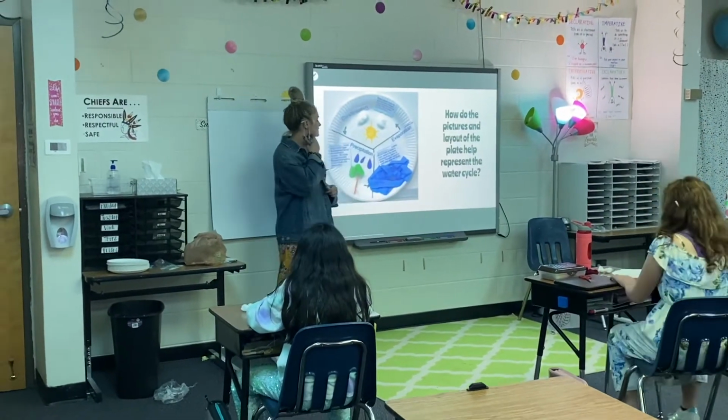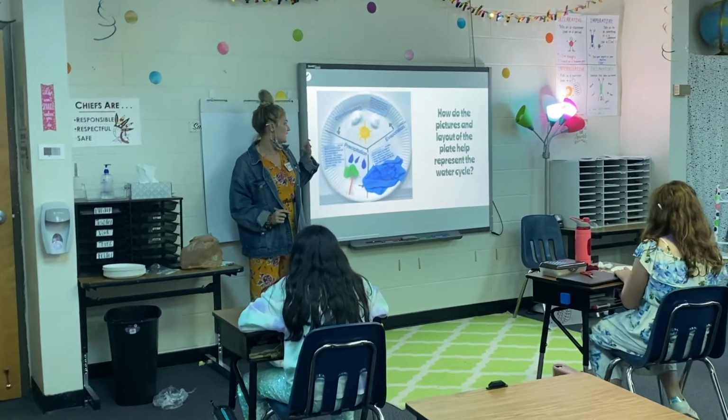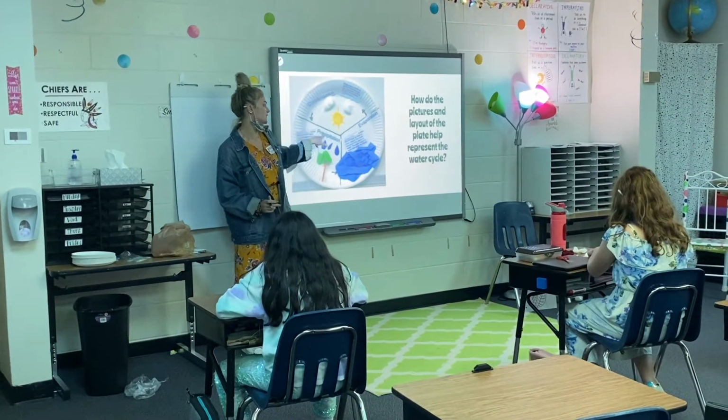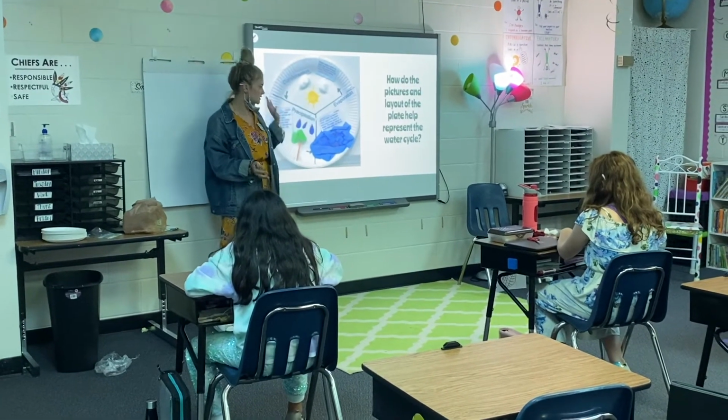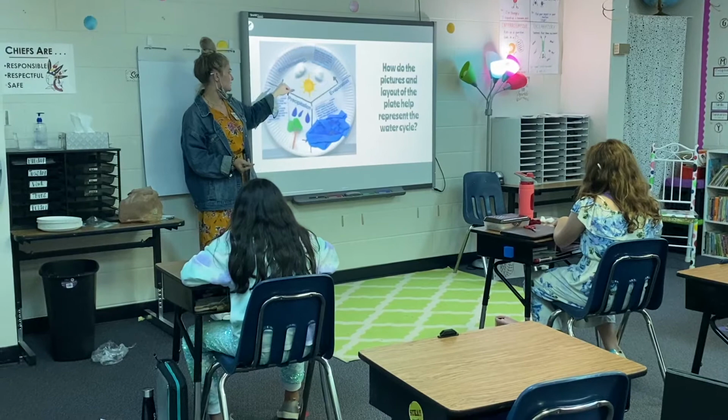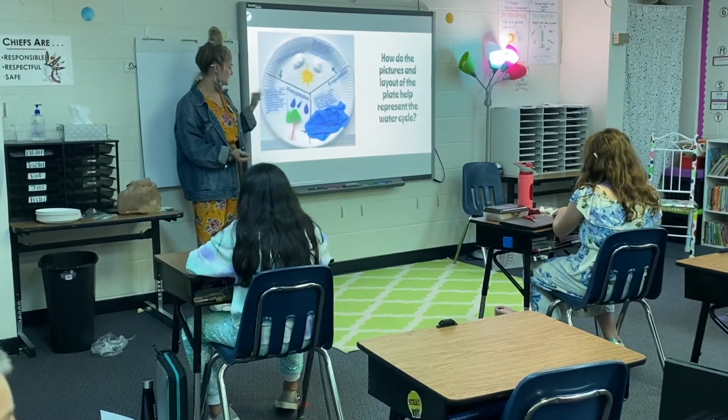Okay, so now we're gonna do our model. What you're gonna do is divide your plate into 3 sections. You can do it like this, or I saw some people just did a straight line across, which is also okay. And then you're gonna write condensation, evaporation, precipitation.